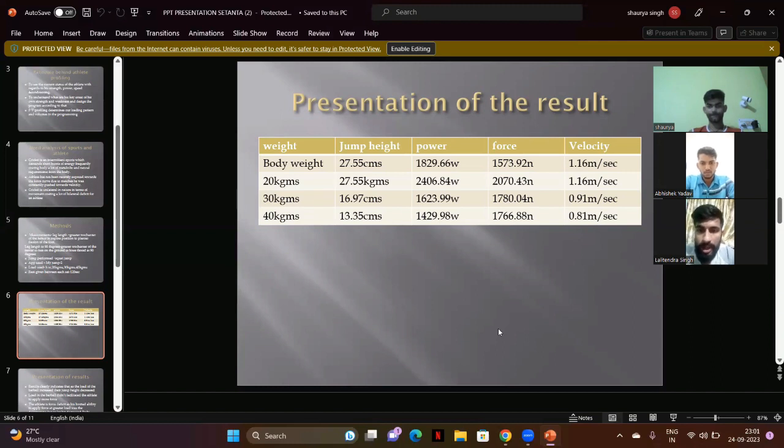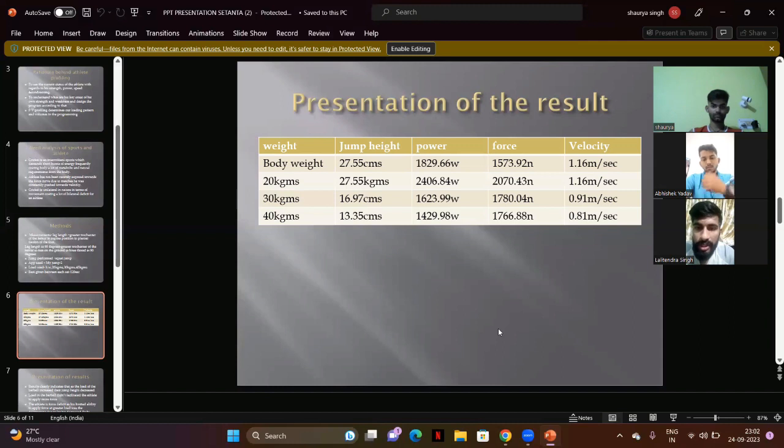So till here it was constant, but after that there was a gradual and constant decrease in his jump. As you can see at 30 kilograms, he jumped around 16.97, which is approximately 11 centimeters less. While the demand of the load was to increase his force, he was not able to do so as he had done in the second one, that was 2406. In the third one, he was just able to produce 1623. That cost him a decrement in his jump, to around 16.97.